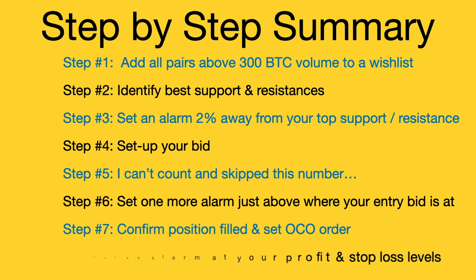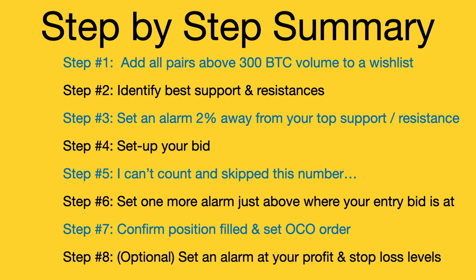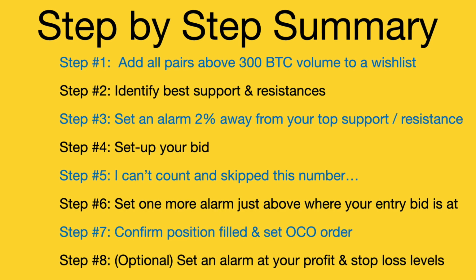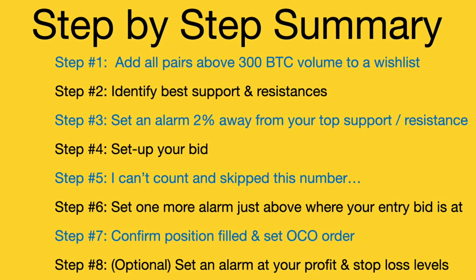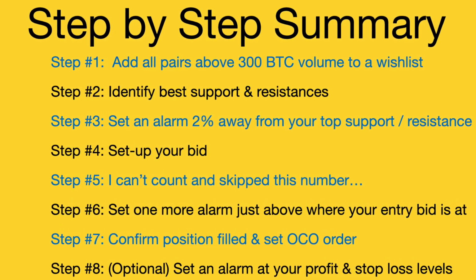And step number 8 is optional. If you want to know when that trade goes through, just set an alarm on both of those prices. So you'll set an alarm right at your stop loss and right at your take profit target. Then as soon as one of those two things hits, you'll know directly on your device immediately.